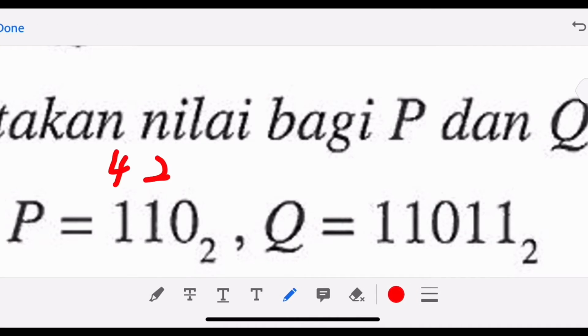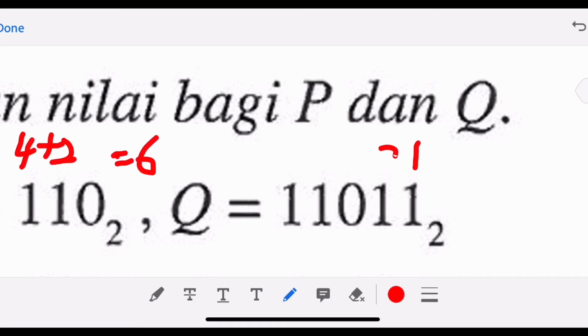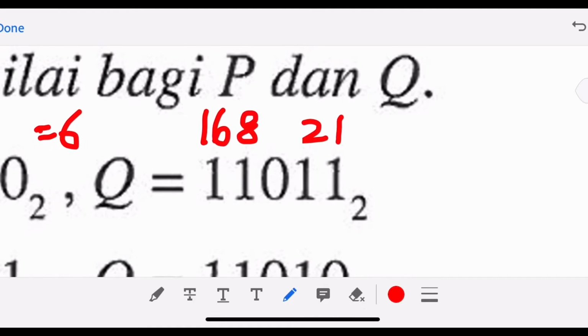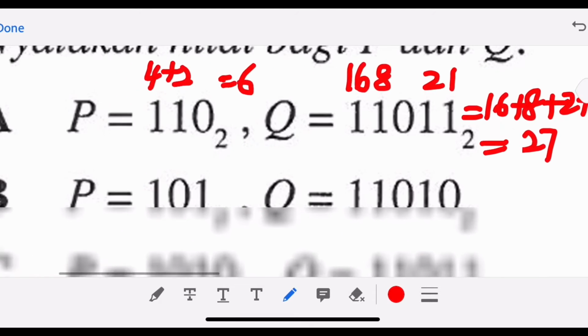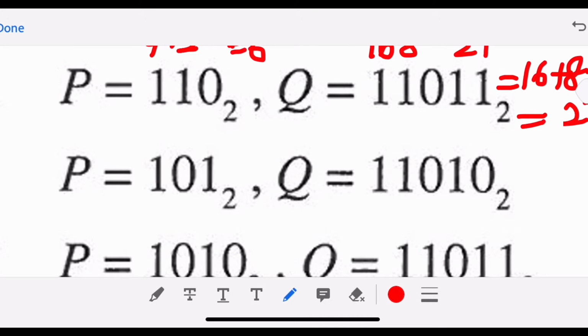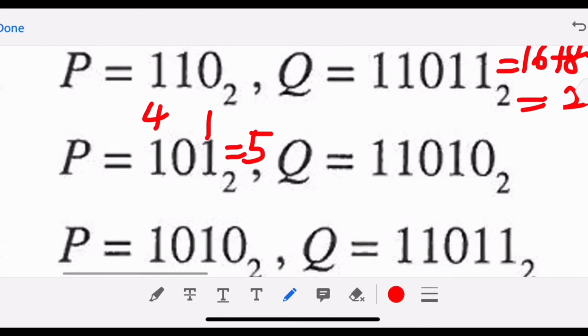If it is base 2, it's 1, 2, 4. Okay, again I show you how I get 6: 4 plus 2. So this is 1, 2, 8, 16. So I just add on. It's 27, right? 16 plus 8 plus 2 plus 1. 27. So if I find the difference, 27 minus 6, I cannot get 19. So the A was wrong.